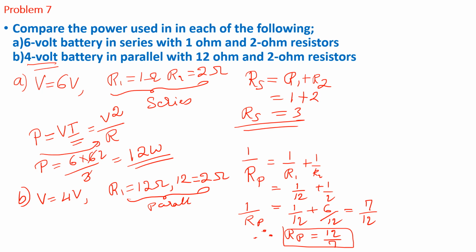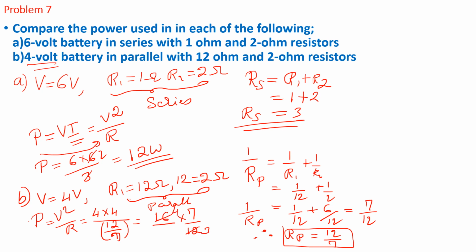Now substitute that value here. V square by R, that we need to calculate. What is the power? Power P is equal to V square by R. How to obtain that V? V is 4. So 4 into 4 divided by R. R is nothing but 12 by 7. So for the numerator, I can write 4 into 4, 16, divided by 12 by 7, that is 16 into 7 by 12. 4 threes are 12, 4 fours are 16.